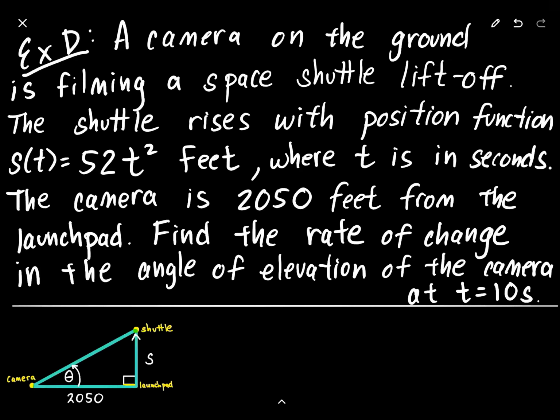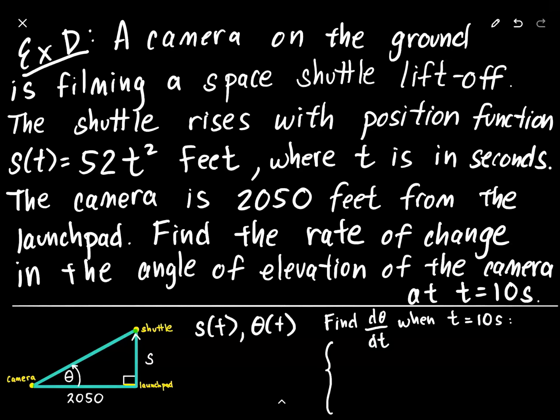So here in the picture we can see the camera is 2,050 feet away from the launch pad. The shuttle is rising above the launch pad with height s. s is changing with respect to time, and also the angle of elevation of the camera is also changing with respect to time. So here, both s and theta are functions of time. We want to find the rate of change in the angle of elevation of the camera, so we'll want to find d theta/dt when t is 10 seconds.